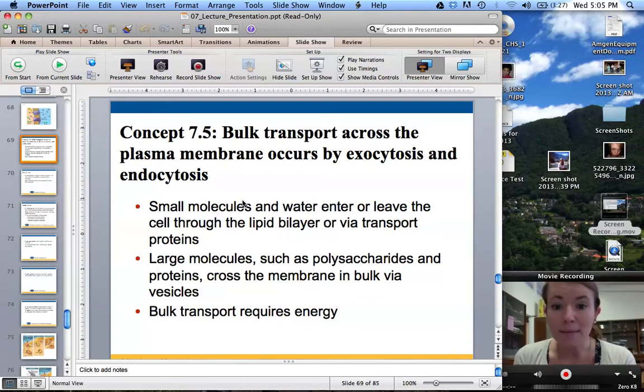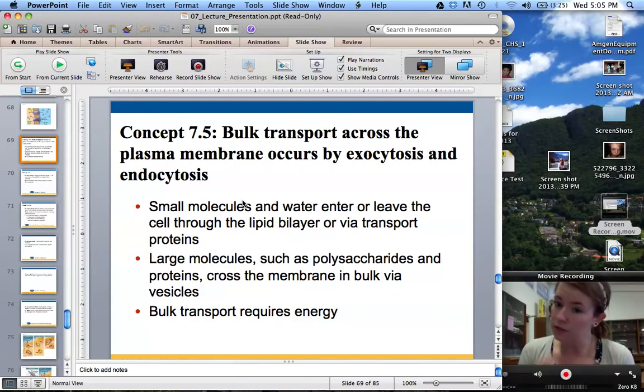But big molecules, such as polysaccharides, huge sugars. Think about it, glucose can't get across the cell membrane. How is a polysaccharide made of hundreds or thousands of glucose molecules supposed to get across the cell membrane? And also proteins, hundreds, thousands of amino acids. These have to find a way to get across the cell membrane as well. And this happens in bulk, meaning a lot of them, through the use of vesicles.